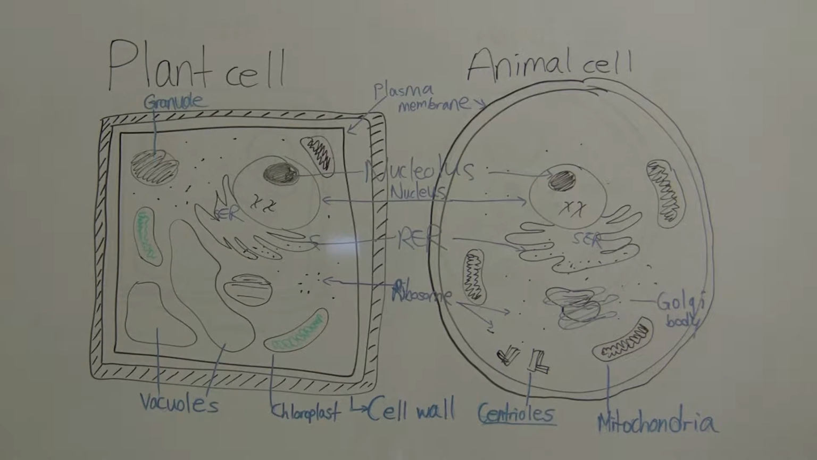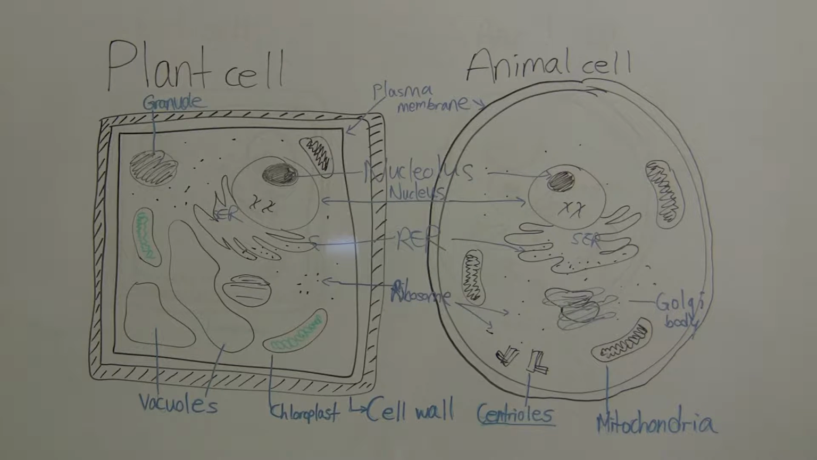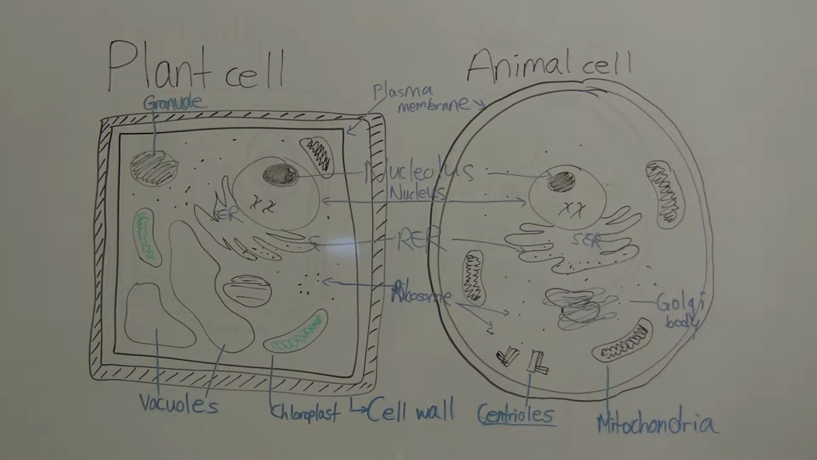Hi! Today I'm going to talk about the difference between plant and animal cells. Plant cells and animal cells are both eukaryotic cells, but they contain main differences in their cell wall, chloroplasts, and vacuoles. So plant cells contain vacuoles, chloroplasts, and a cell wall.